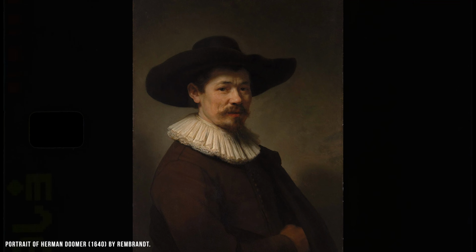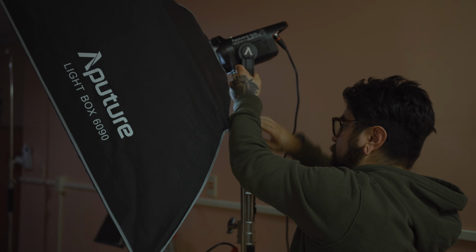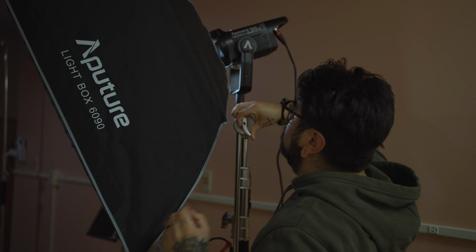The name Rembrandt comes from the 17th century painter Rembrandt, who would almost always use this technique in his paintings. All you have to do is just place your light at a 45 to 60 degree angle from your subject until you see a little lit triangle on the shadow side of your subject's face.